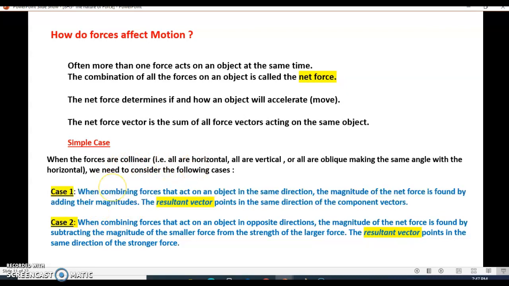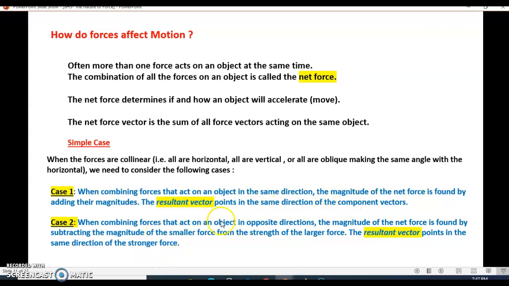So we have case 1. When combining forces that act on an object in the same direction, the magnitude of the net force is found by adding their magnitudes. So the resultant vector points in the same direction of the component vectors.